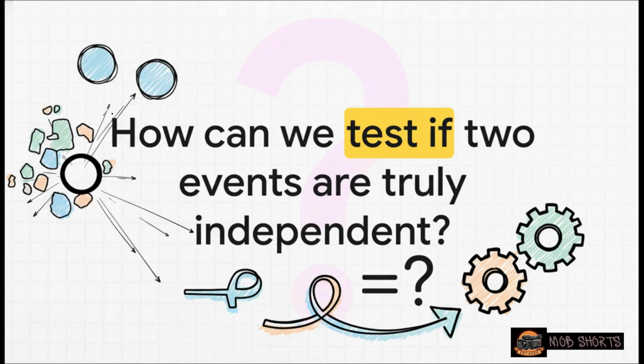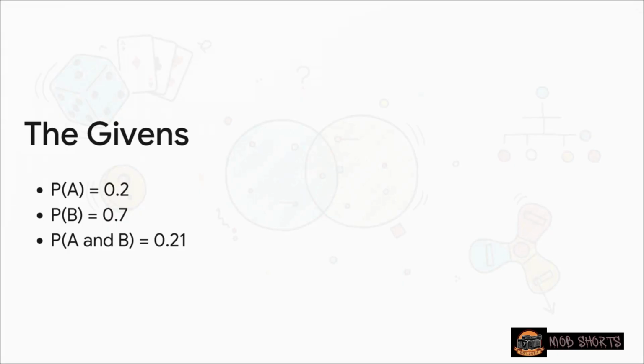We can actually use that product rule we just learned, but in reverse, as a kind of definitive test for independence. So here's our data. We're told the probability of some event A happening is 0.2. The probability of event B is 0.7. And the measured probability that both A and B happen together is 0.21. Now let's put these numbers to the test.